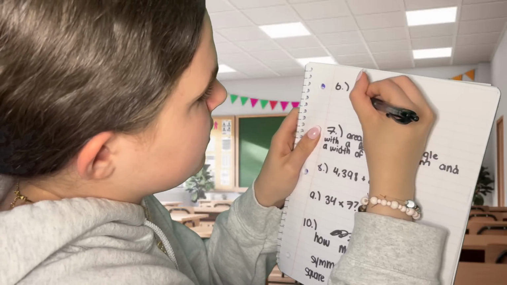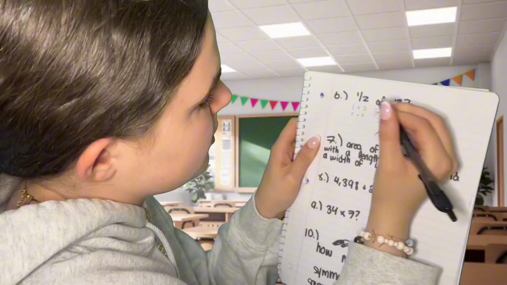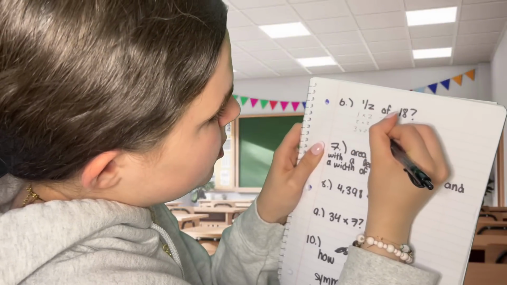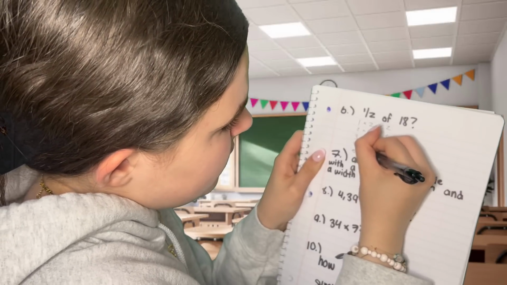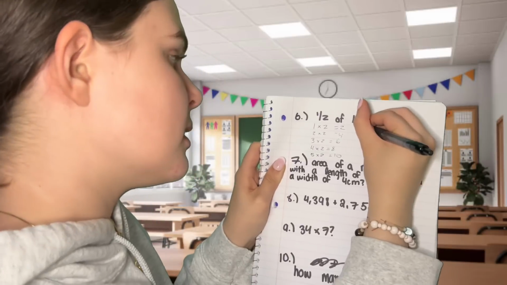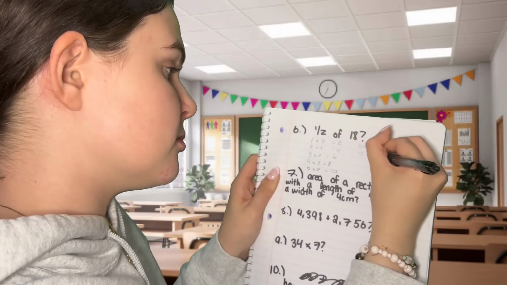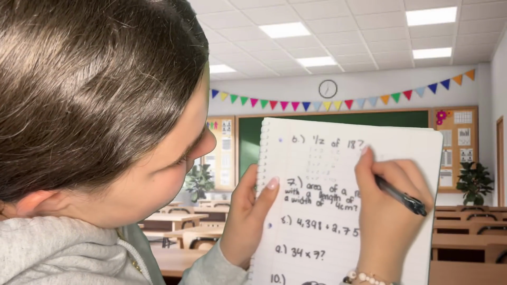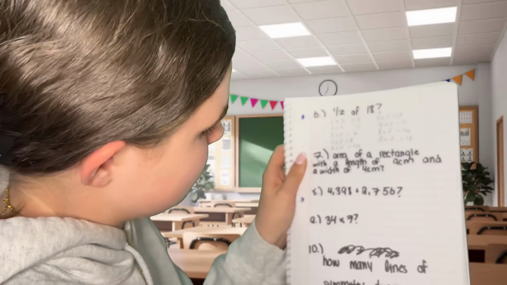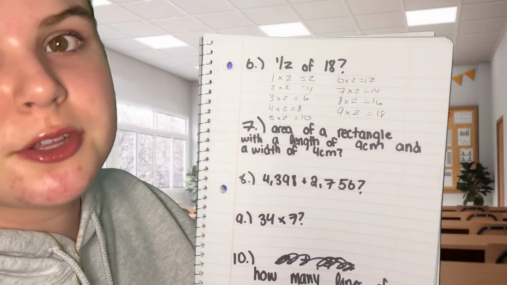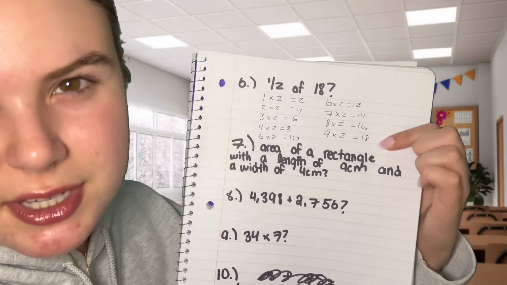1 times 2 equals 2. 2 times 2 equals 4. 3 times 2 equals 6. 4 times 2 equals 8. 5 times 2 equals 10. 6 times 2 equals 12. 7 times 2 equals 14. 8 times 2 equals 16. And 9 times 2 equals 18. So what do you think is the answer to this one? Good, because 9 times 2 is equal to 18.